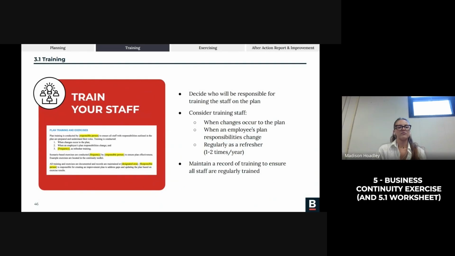So far, we've focused on filling out your plans or learning to do so. The next step is training your staff to carry them out, as I mentioned in the previous slide. You want to decide who will be responsible for training the staff on your plan. Likely it will be the business owner. You're going to consider training your staff when any changes occur to the plan, when an employee's plan responsibilities change, and regularly as a refresher, so maybe 1 to 2 times a year. And then you want to maintain a record of training to ensure that all staff are regularly trained.